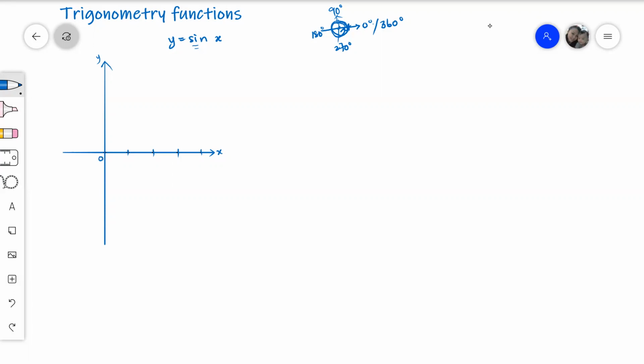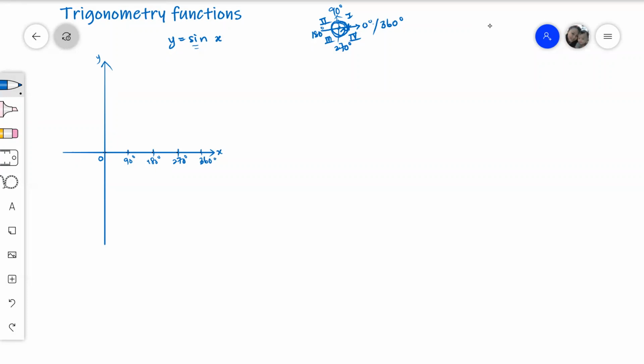So we divide the x-axis into 4 quadrants. This is first quadrant, second quadrant, third quadrant, and fourth quadrant. So with this, we will have the important markings for the x-axis that will be 0 degree, 90 degree, 180 degree, 270, and then 360. Remember these 4 basic quadrants.